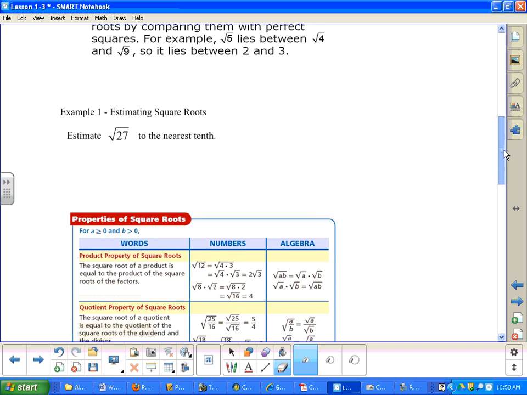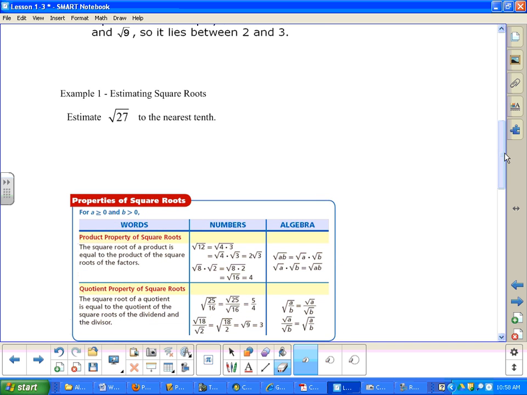So example 1 says, estimate the square root of 27 to the nearest tenth. All right, now there's a really long, drawn-out manual way to do this by hand, but you have a piece of technology in front of you, and what does that piece of technology tell you the square root of 27 is to the tenth? And it better be between what two numbers? Between 5 and 6, okay? Square root of 25 and square root of 36.